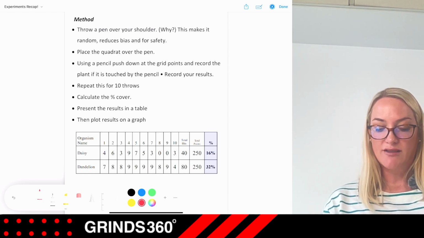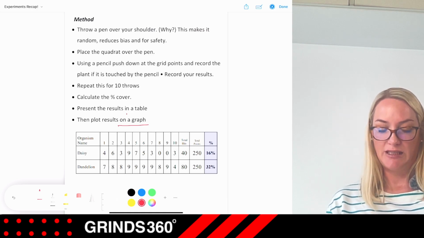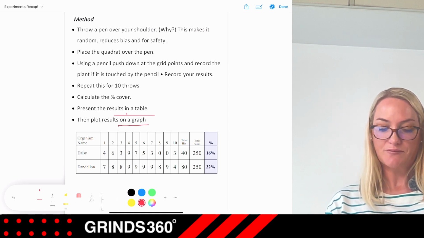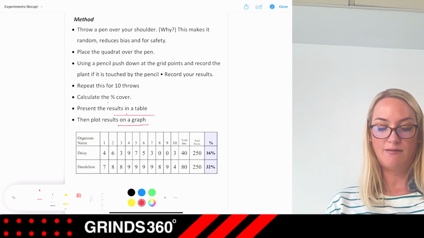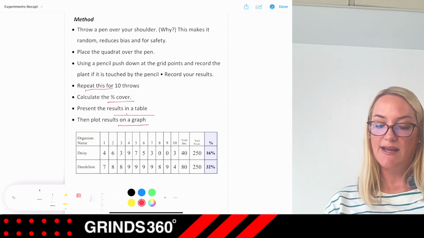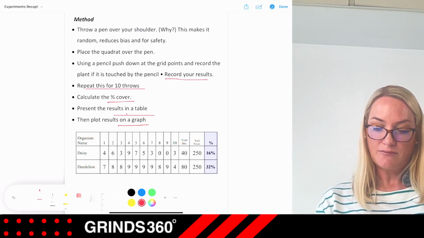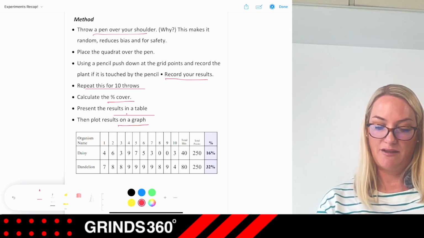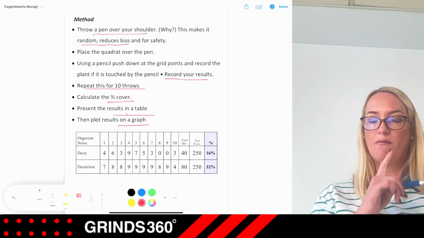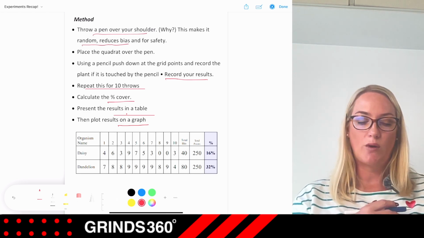Your marks are going for mentioning graph, for presenting results in a table, for possibly saying percentage cover, definitely for repeating, definitely for recording, throwing over your shoulder, definitely for saying it's random, bias, or the marking scheme might say to us, how is this random?